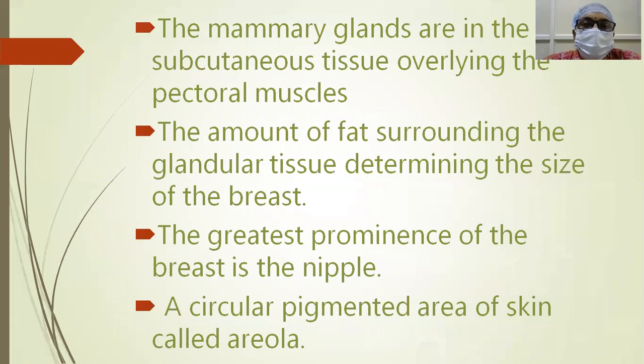So where are the glands situated? Are in the subcutaneous plane, overlying the pectoralis muscle. So there is fat surrounding the glandular tissue, which determines the size of the breast. The greatest prominence of the breast is the nipple. A circular pigmented area of the skin around the nipple is called the areola.